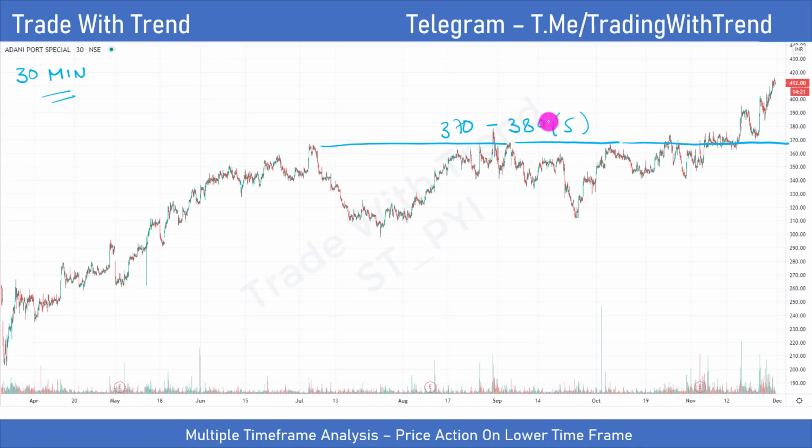And why is this level relevant? Because as of now, price is trading at 412. And if I want risk reward to be in my favor, I would want price to retrace back to something like 370, 380, even 390 is fine. And this is where I will start initiating positions. Again, this is purely from a risk reward point of view.